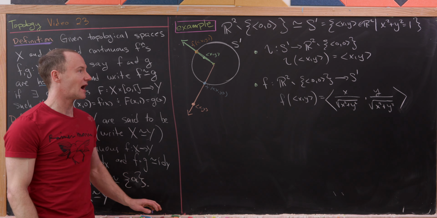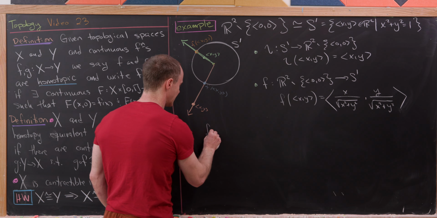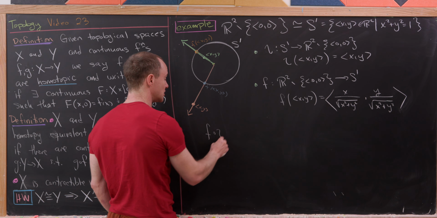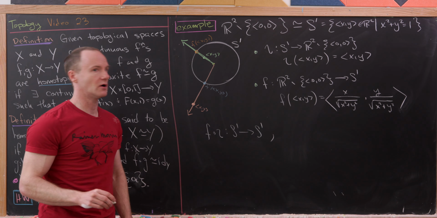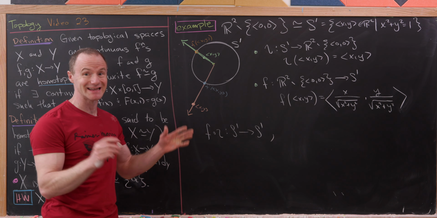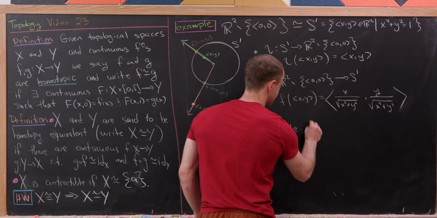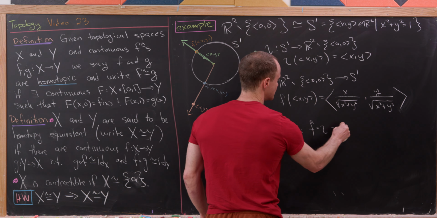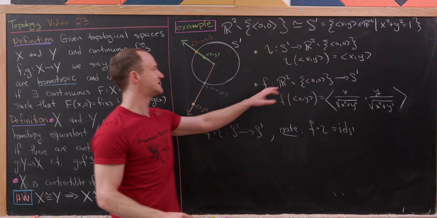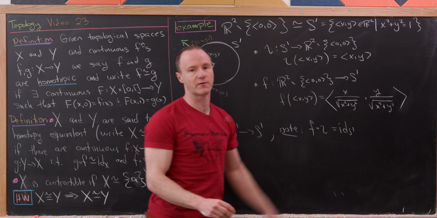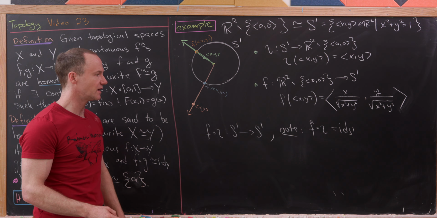And now we need to look at the composition in both directions. So let's observe that if we do f composed with the inclusion, that's going to go from S1 to S1. And not only is that homotopy equivalent to the identity, it's actually equal to the identity. So I think that's pretty clear. Notice that f composed with this inclusion is the identity function on S1. And that's because, if you stick something from the circle into this type of formula, your denominators are simply equal to 1. Okay, great.